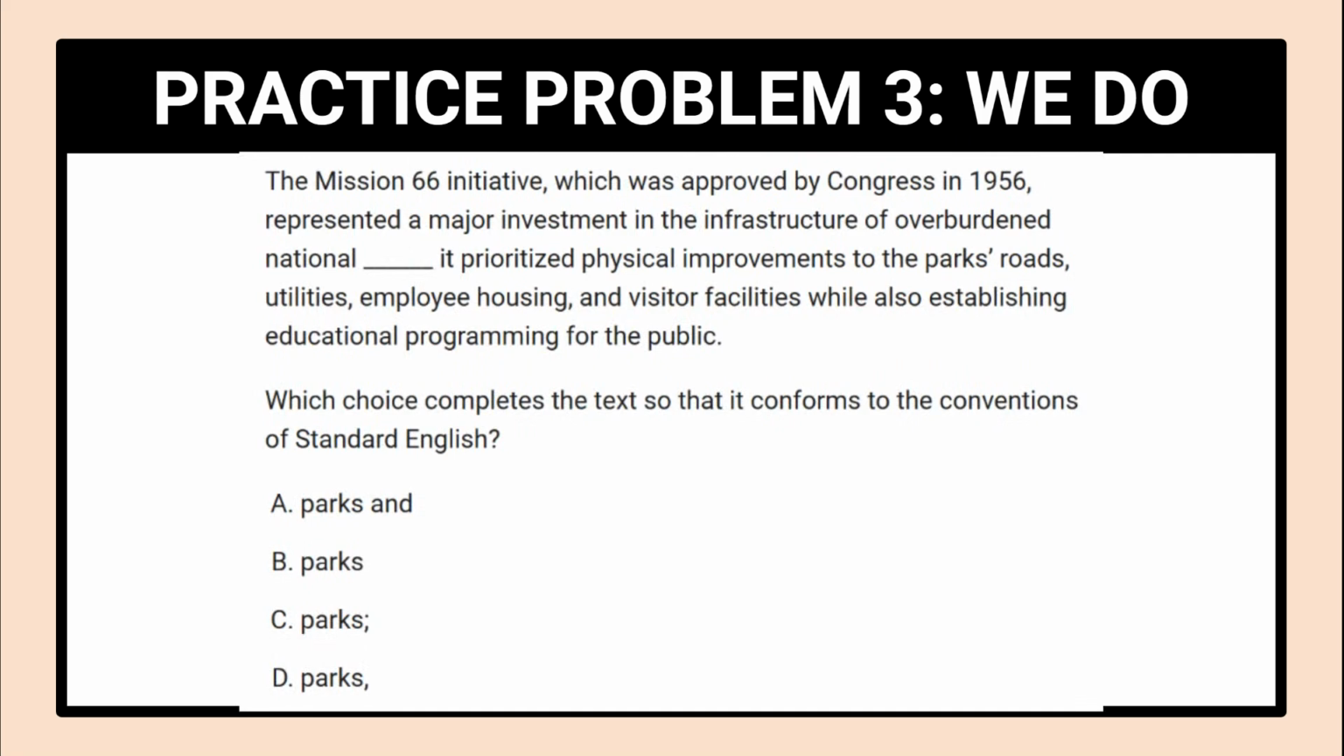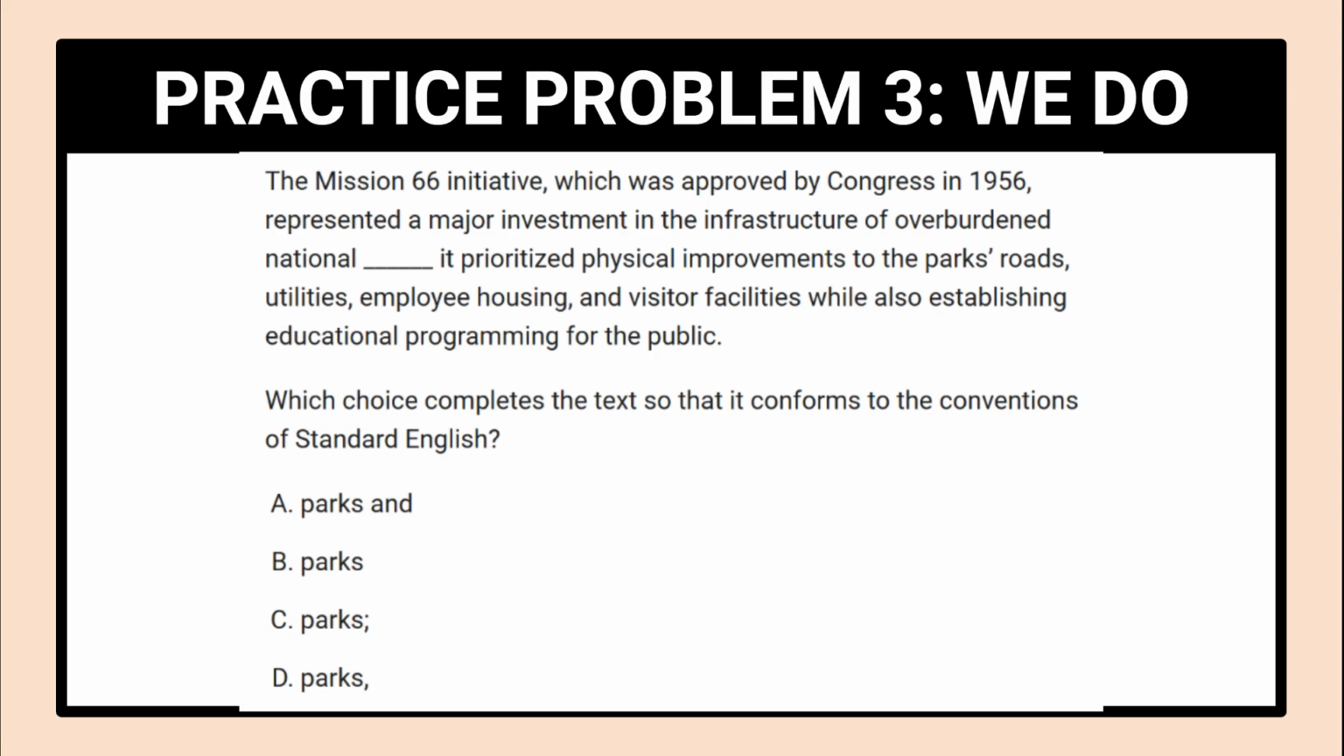All right, please pause and try this one out on your own. If you selected C again, you are correct. Now, let's look at why this is. We can see over here that the first part, the Mission 66 initiative to national parks, could function as a sentence on its own. And the part after it, it prioritized physical improvements of the park's roads all the way to programming for the public. Again, that could function alone as a sentence.